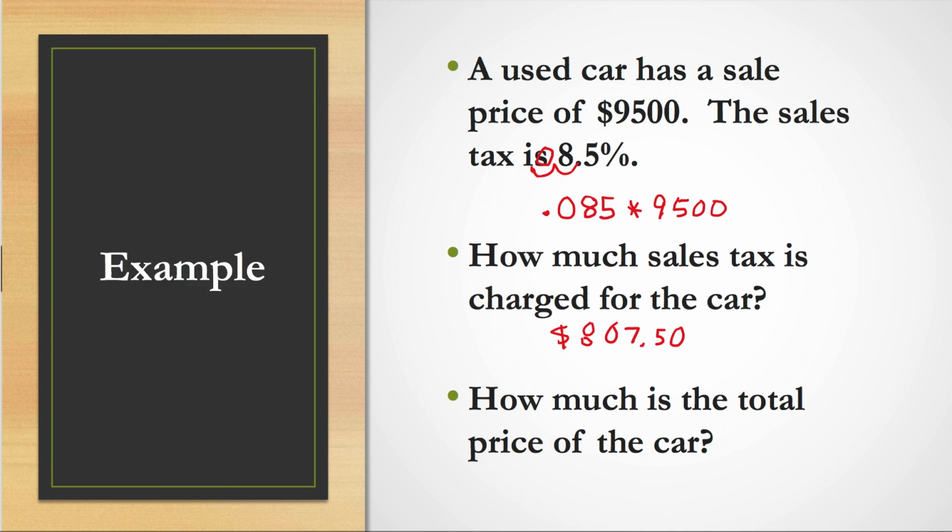The next question asks, how much is the total price of the car? So what do we need to do in this case? We need to remember that we're going to have to actually pay for the car, and the car is $9,500. And we're going to have to pay for the tax. So we're going to add those two values together using my calculator. And that is going to give me a total of $10,307.50.